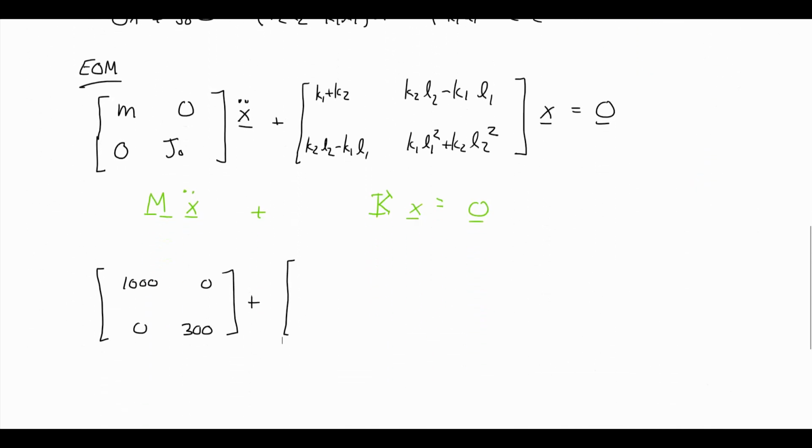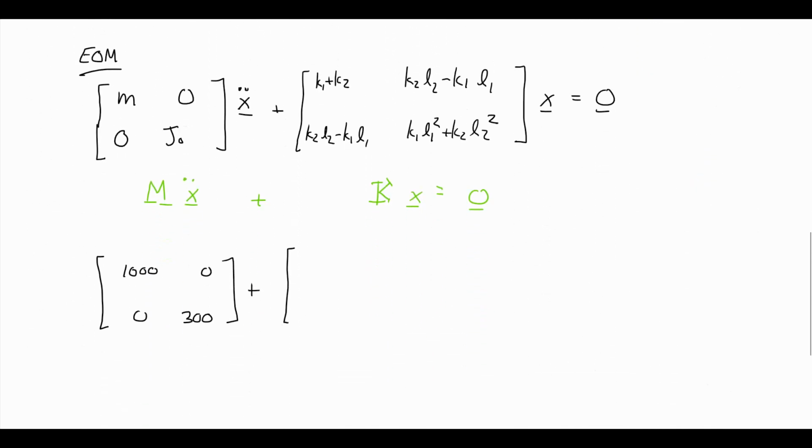So if I do all of that, and we'll verify it in MATLAB, I get that K is going to be 5 million, I will get 100,000, 100,000, and 2.03 million. So this way we have numbers to work with in the next step.